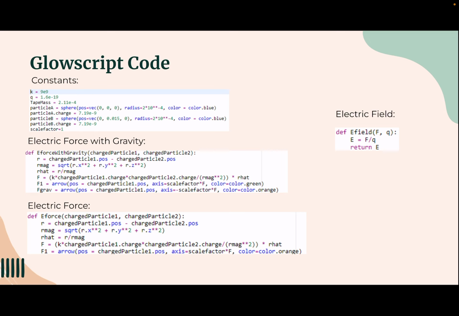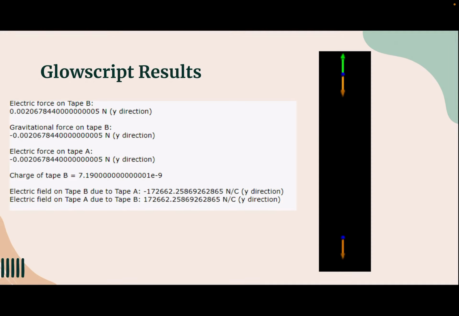And then to find the electric force with gravity, I've made a definition in Python. And it uses R mag and R hat. And then so does the electric force, the second one, but we don't incorporate gravity in this one. And then lastly, we have the definition for finding electric field, which is just using the formula we discussed earlier and manipulating it to solve for E.